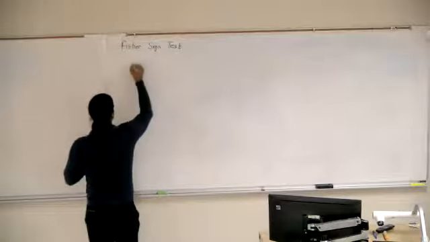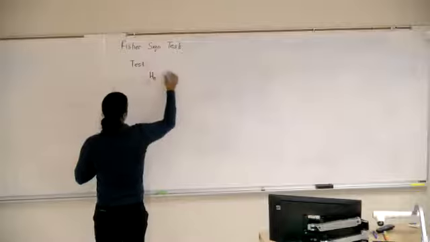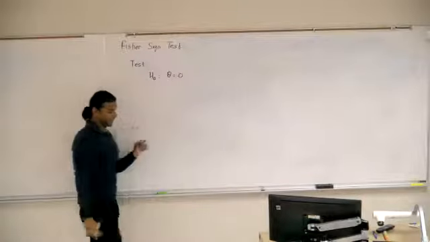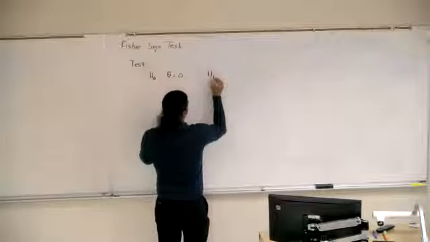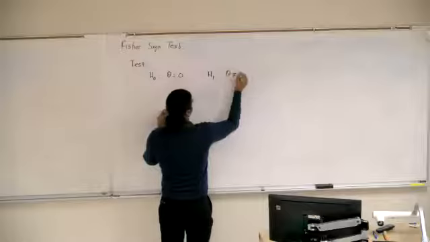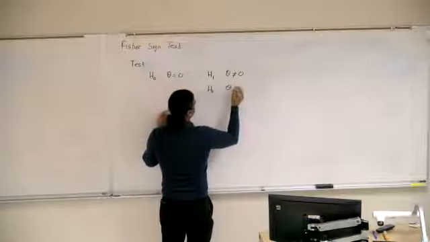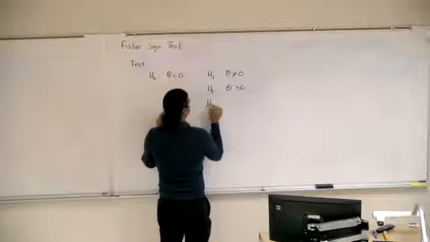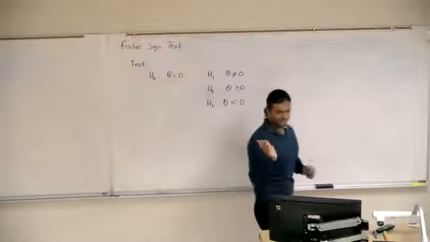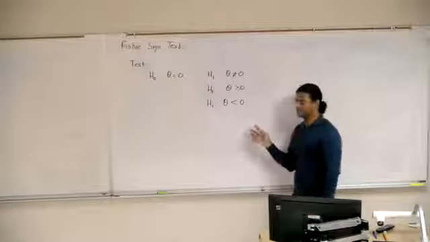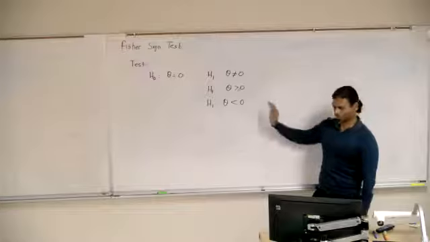So again, the test definition is null: theta equals something. The alternative could be one of three choices: not equal to 0, theta greater than 0, theta less than 0. Three possibilities. Depending on the test, we are going to have either a right tail test, left tail test, or a two tail test.